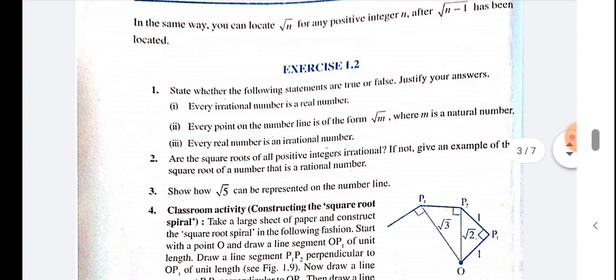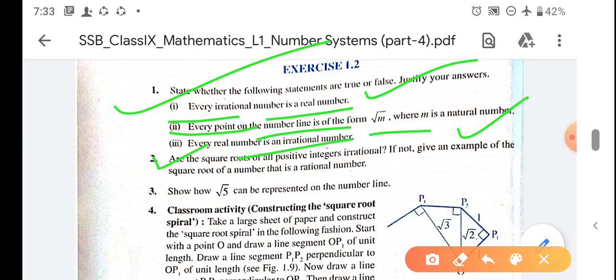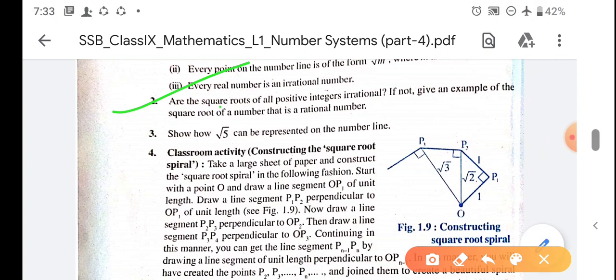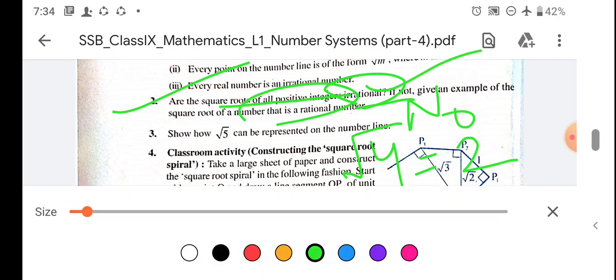Then exercise 1.2: state whether the following are true or false. Every irrational number is a real number? Yes. Every point on the number line is of the form, yes. Every real number is an irrational number? No, because real numbers also include rational numbers. Are the square roots of all positive integers irrational? No, because the square root of 4 is 2, which is rational. So the square roots of all positive numbers are not irrational.